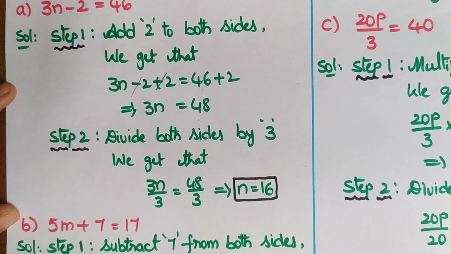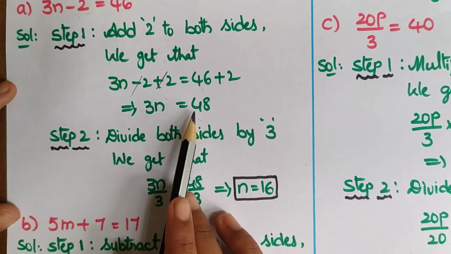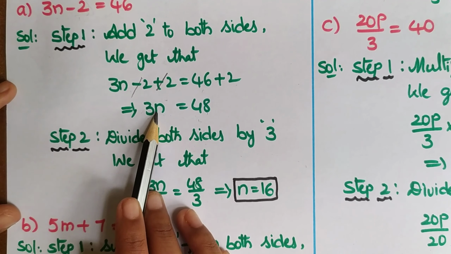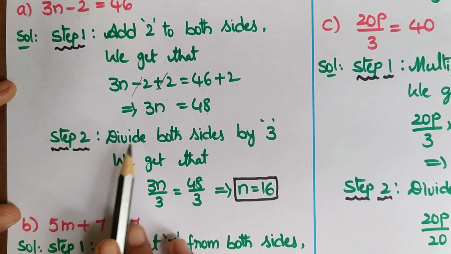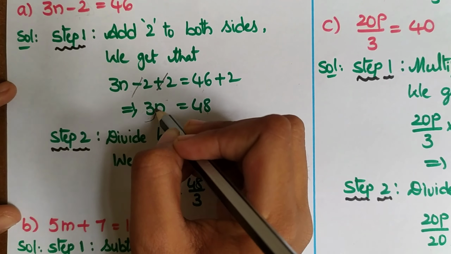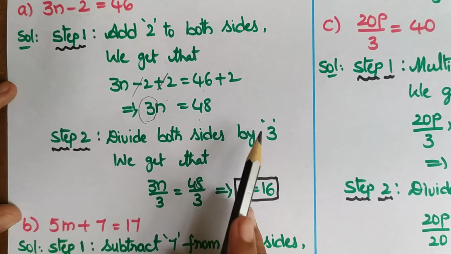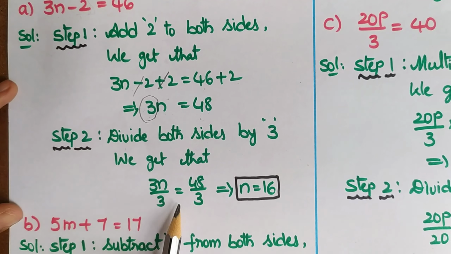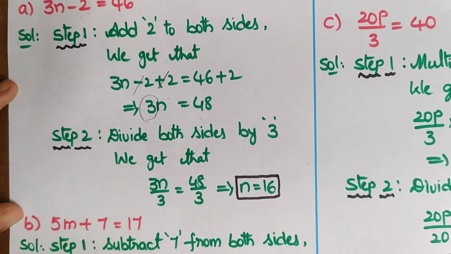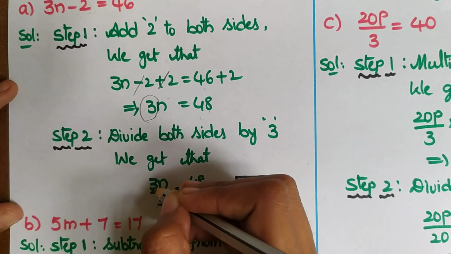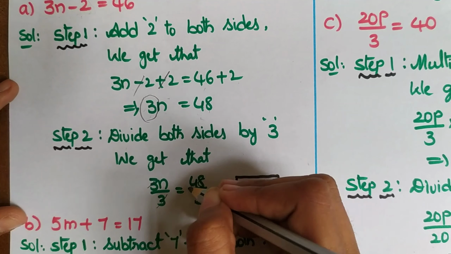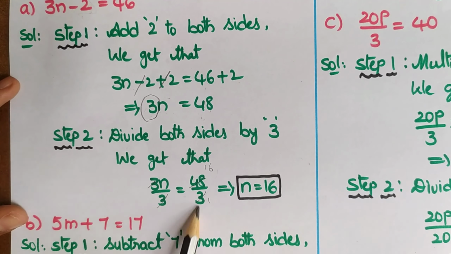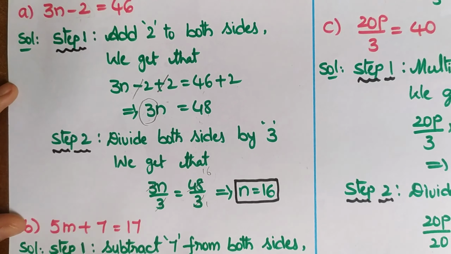Now step 2. Now here you see friends, 3n is equal to 48. Here 3n means 3 into n, multiplication. That means we have to do opposite to it, division. So divide both sides by which number is there here? 3. So we have to divide both sides by 3. We get that 3n by 3 is equal to 48 by 3. Here 3 into n by 3, so 3 gets cancelled and 3 16s are 48. So it is n is equal to 16 by 1, nothing but n is equal to 16.